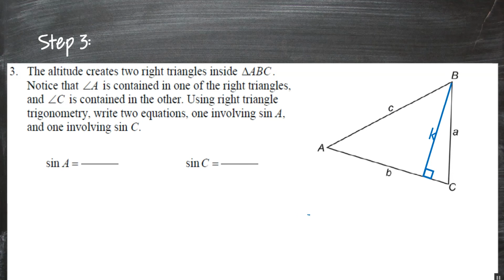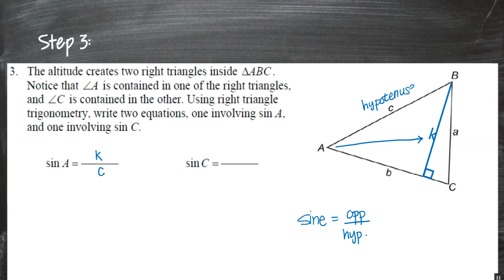Recall that the sine is the opposite side over the hypotenuse. All right, go ahead and give it a try. So let's check your answer for the first one. Did you get sine of A is equal to K over C? K would be the opposite side from angle A, and C is the hypotenuse.